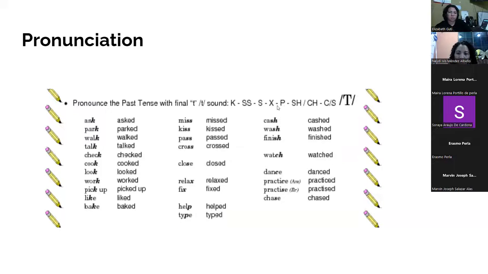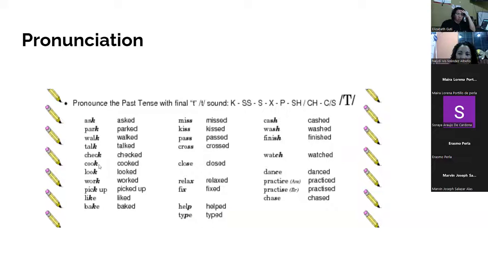These are sounds, these are not letters, right? As you can see, this is a K, K, K, or SH, or double S. But this is the sound right at the end. This sound is voiceless. It means that it doesn't vibrate in our throat.